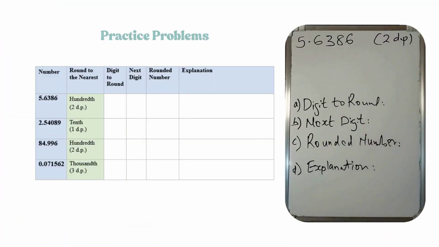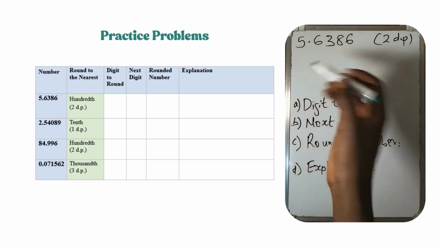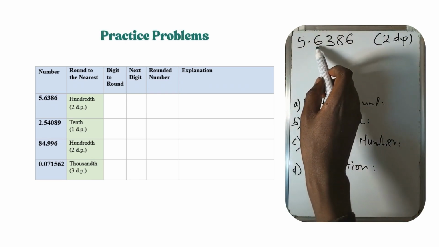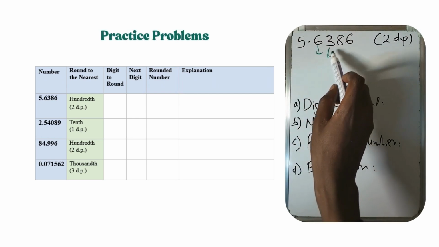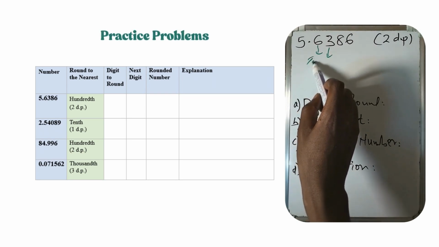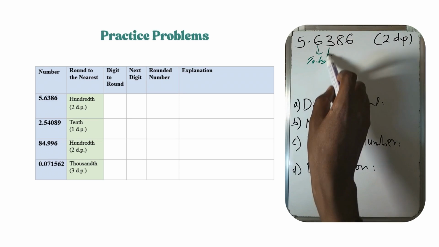So let's start by looking for the digit to round. We are rounding to the nearest hundredth, which is two decimal places. Now you have to know that the first decimal place is this one, and the second is this one. This is a tenth, this is a hundredth.